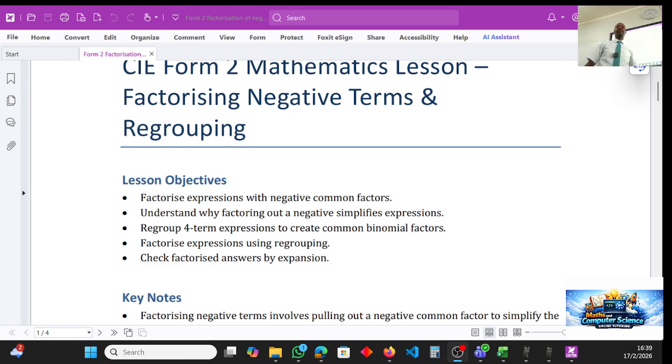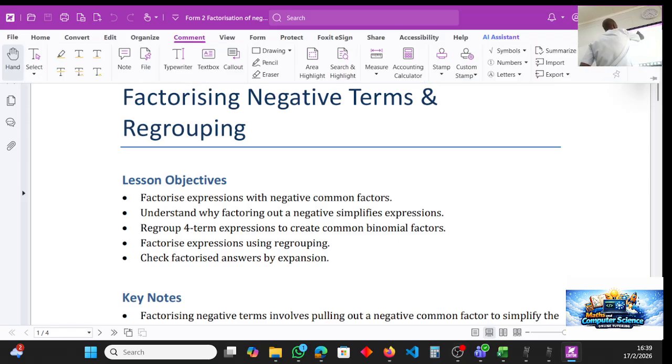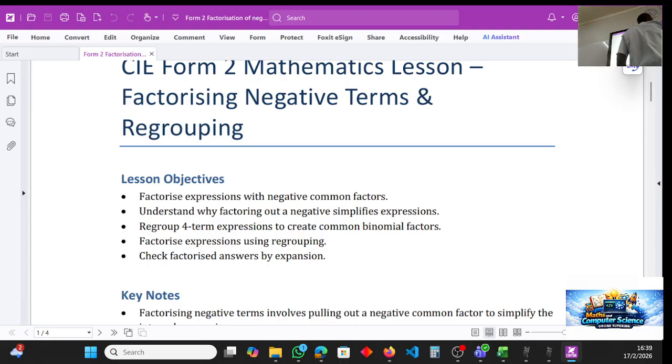Good afternoon, folks. This time around, I'm taking you through a Form 2 class on factorizing negative terms and regrouping. Now, in this session, I think what was important to recall is the truth table.